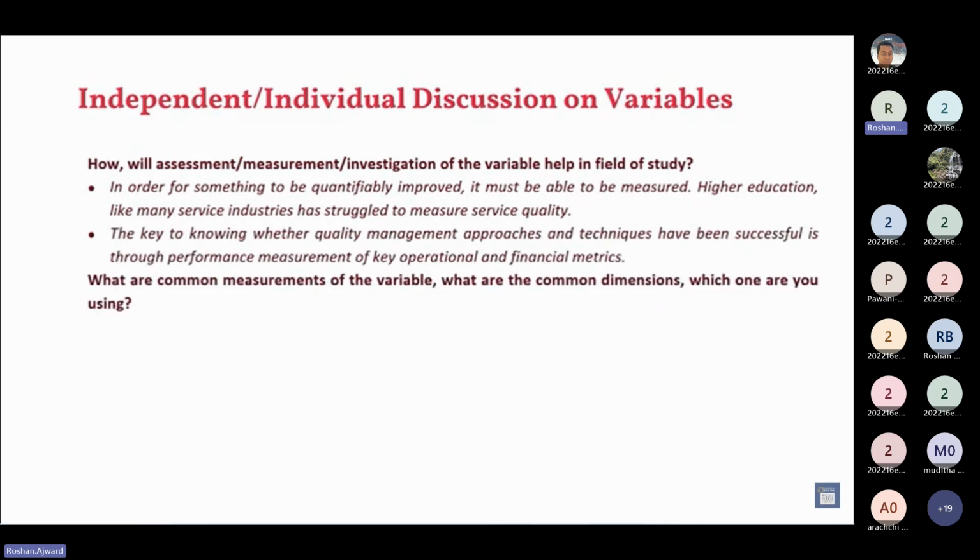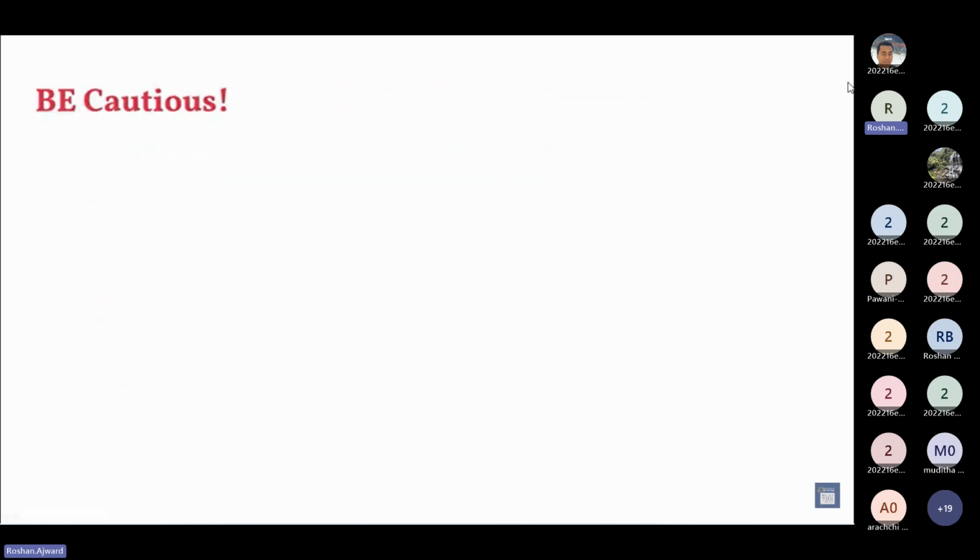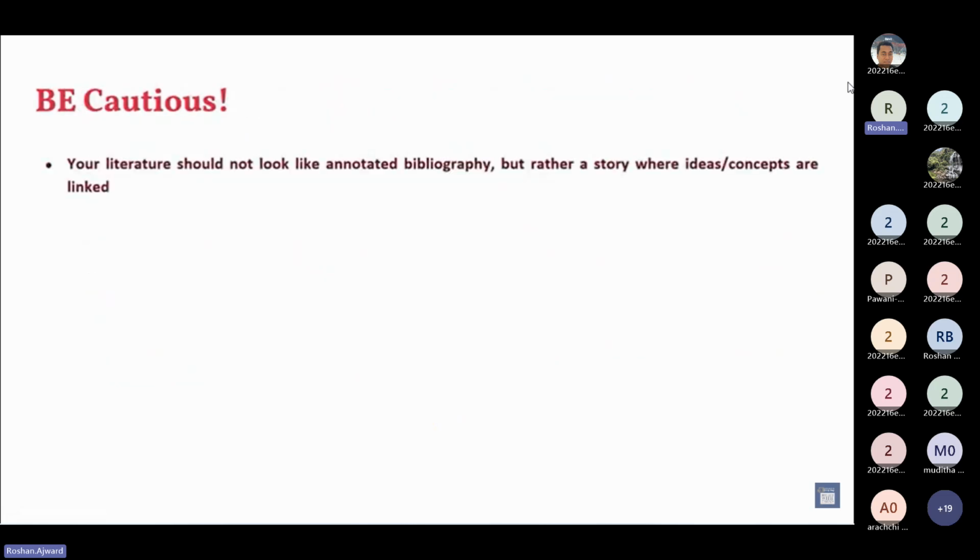Again, another example. So what common measurements or common dimensions have been used? For this, you can look into this paper, download this paper and have a look. Now you have to be very cautious. Your literature review should not look like an annotated bibliography, but rather a story where ideas and concepts are linked. You cannot just write, okay, A said this, B said this, C said this, and that's it. This will not get you published. It should be a story where ideas are linked with each other, where concepts may contradict or complement each other.